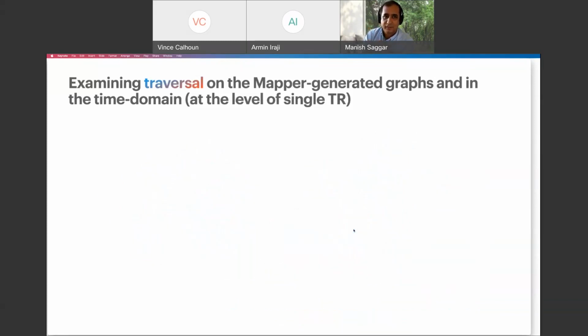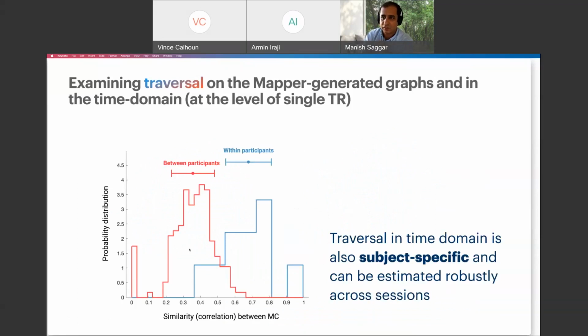And interestingly, even these Markov chain plots are very subject specific. So we found high similarity within participants than between participants. So not just that the manifold co-localization was very highly subject specific, but also these Markov chains that we get are highly subject specific.